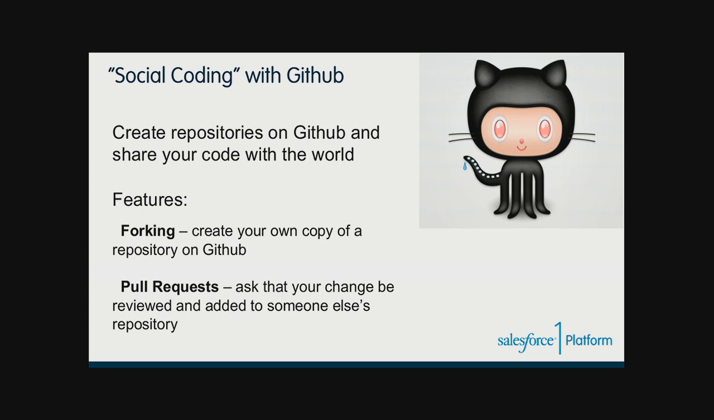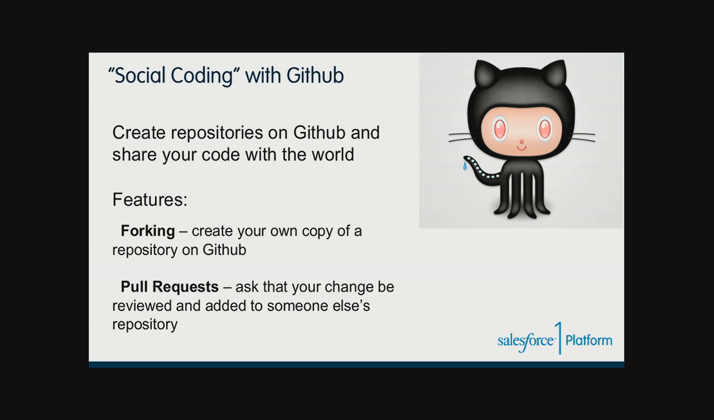The evangelists have a repository as well, where you can go and see what the code is and all the things that we've built. You can download those and play with those yourself. So the two things that GitHub actually adds are this idea of forking and pull requests.